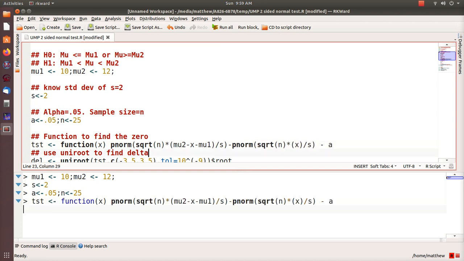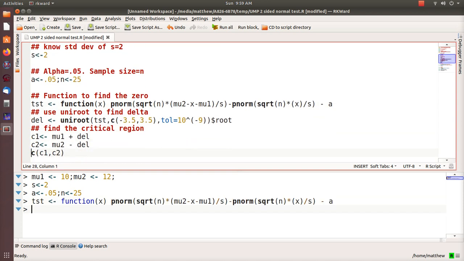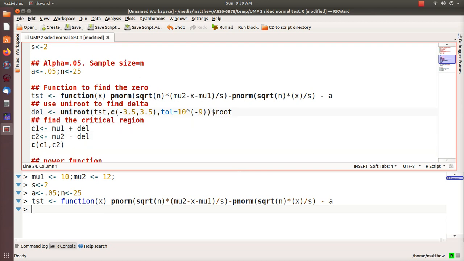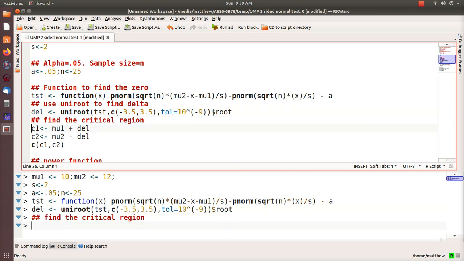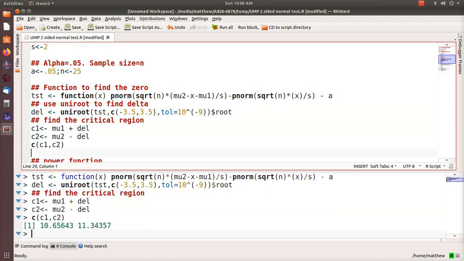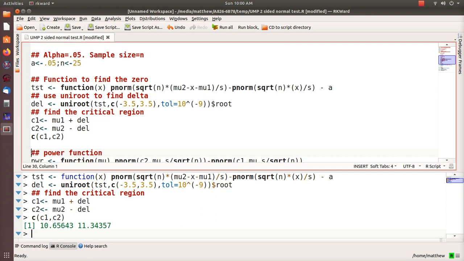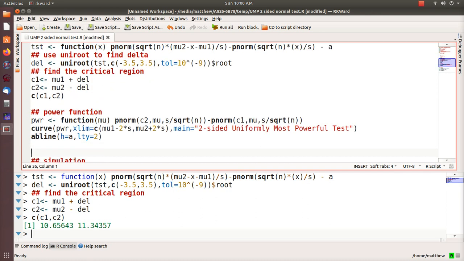So let's run this function, and then we use the uniroot function to find the cutoff values, and we solve for the critical regions 1 and 2. Our cutoffs are 10.66 and 11.34. And that's it. That's the critical region. Now you can conduct a test.